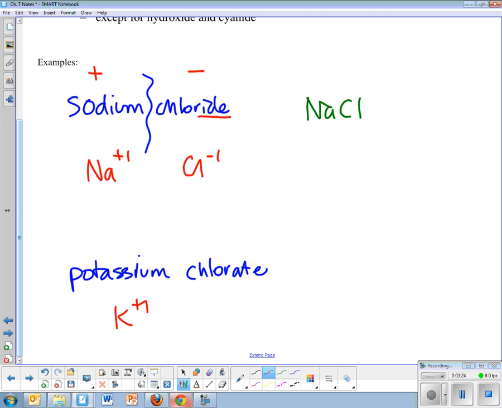That is ClO3 -1. So again, your charges balance out like the last time, so your formula is going to be KClO3. Very different from KCl, which would be potassium chloride. So there are very small differences, but they do matter.